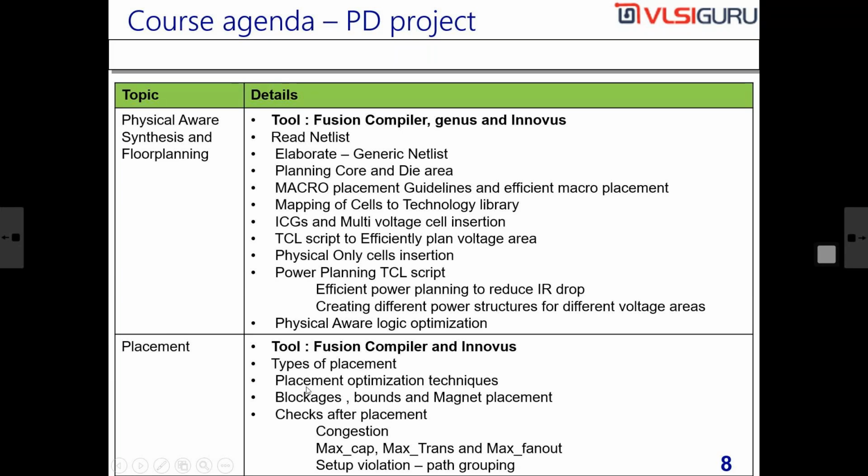If I don't want to place cells in some region, then I can apply what? Blockage. Blockage indicates don't place the cells in that region. How to control the placement? We can control by using blockages, bounds, and magnet placement. So checks after placement. What are the checks after placement? You will check congestion, max cap, max trans, max fanout, setup violation, right? We'll check.